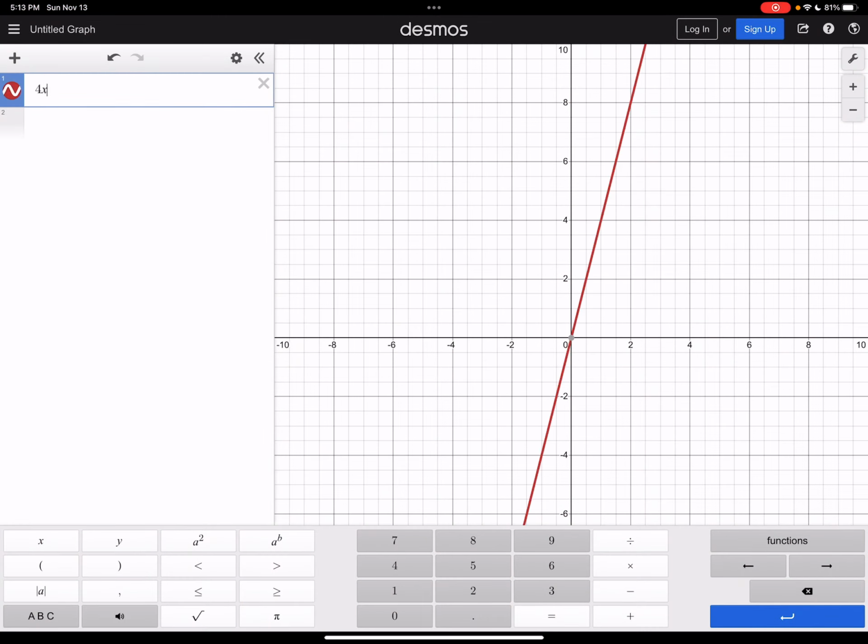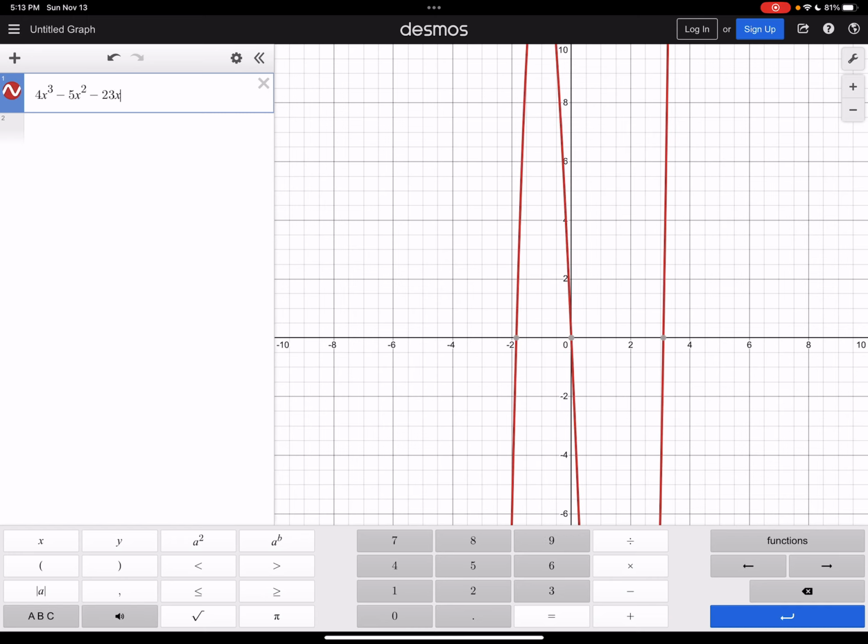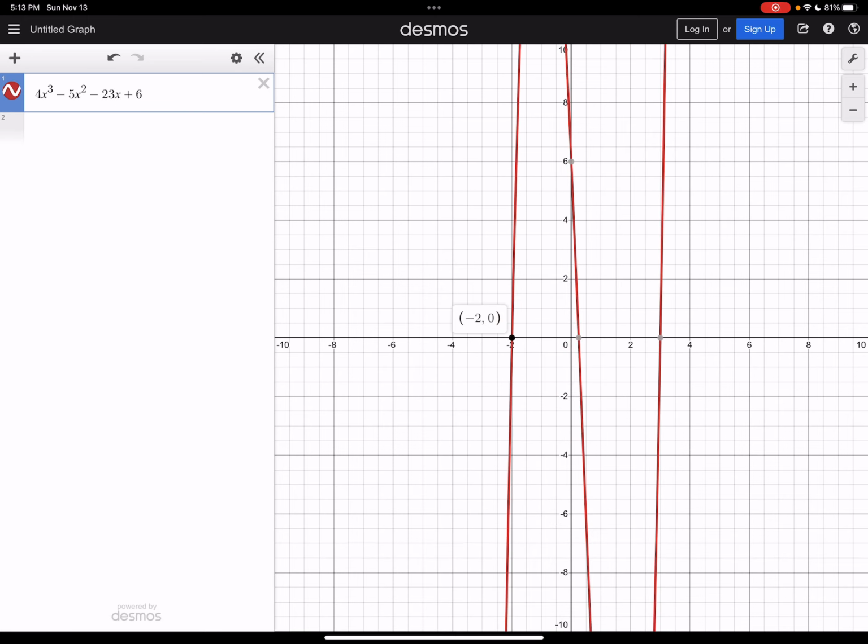So 4x to the third power minus 5x squared minus 23x plus 6. You're going to look at these zeros right here, and you're going to tell me what is the distance between the two zeros that are closest to each other.